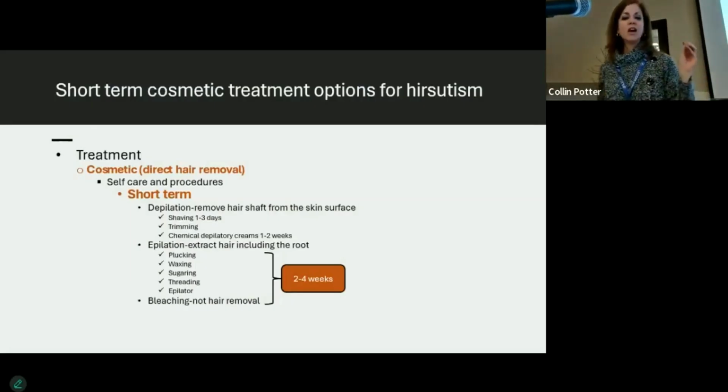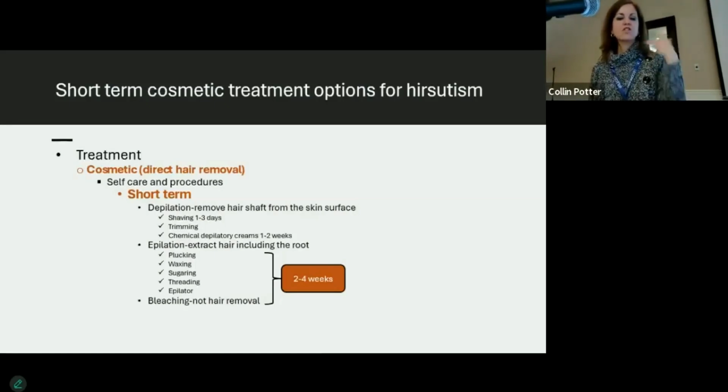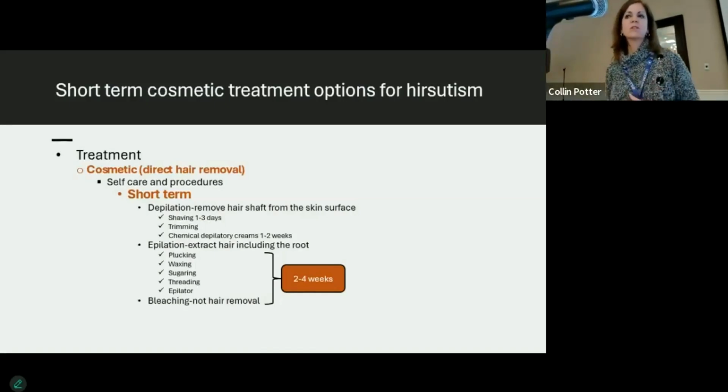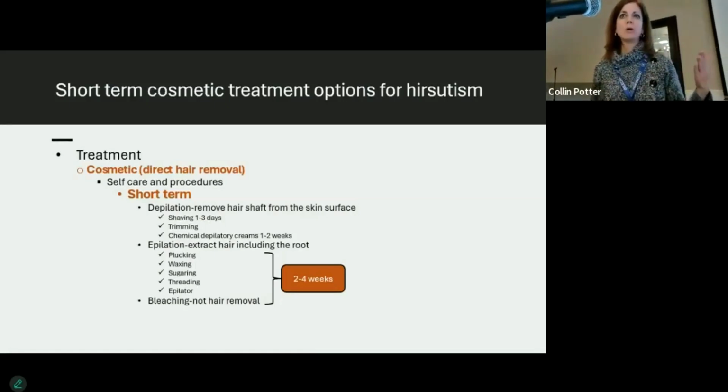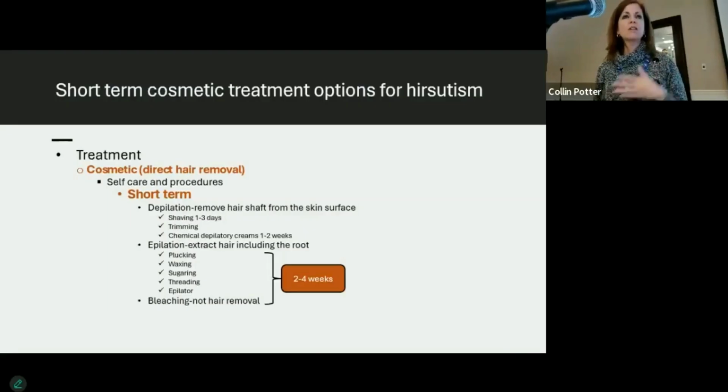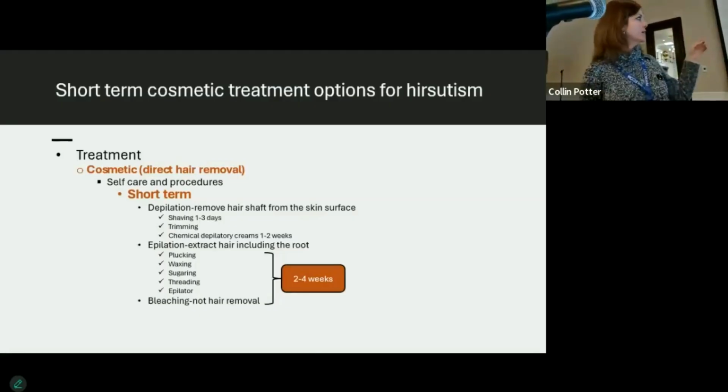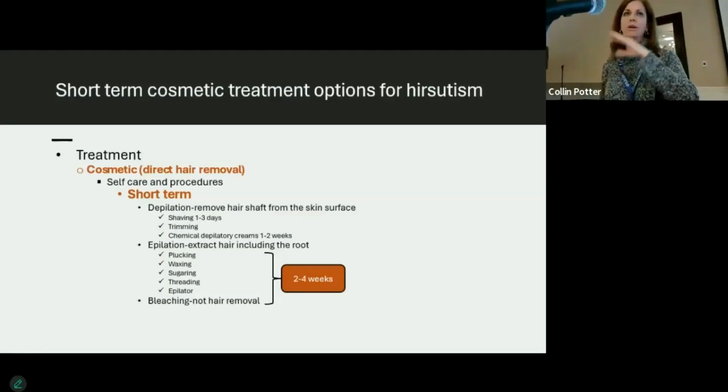So cosmetic, as far as the short term, if it's just at the level of the skin surface, you expect that to be something with a more rapid hair growth. Probably the longest thing you get from the surface is going to be the chemical depilatory creams. And then with the epilation, because you're taking the root out, 2 to 4 weeks. Bleaching is not hair removal, but I included it there in that 2 to 4 week category for the lasting effect of the bleaching.